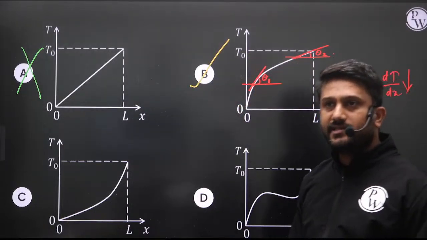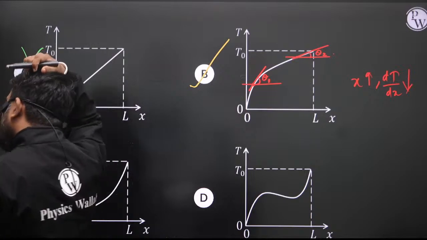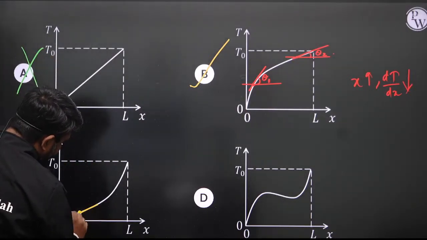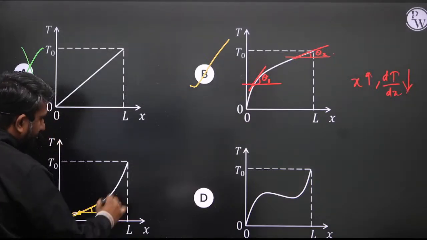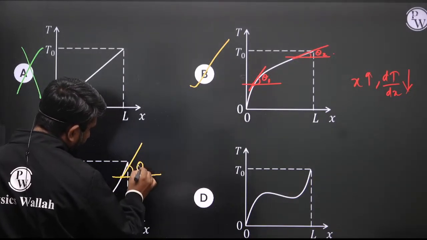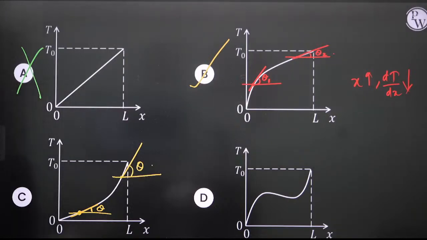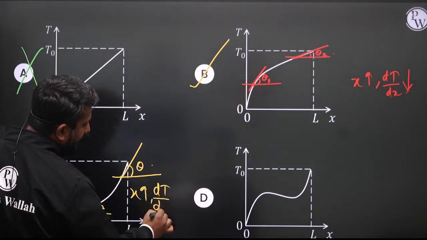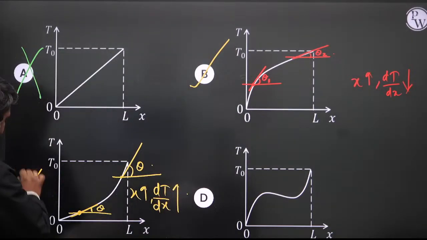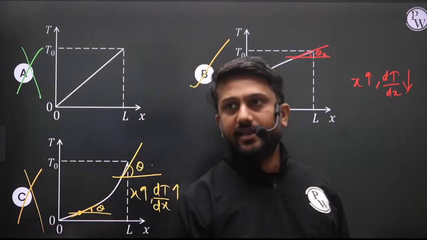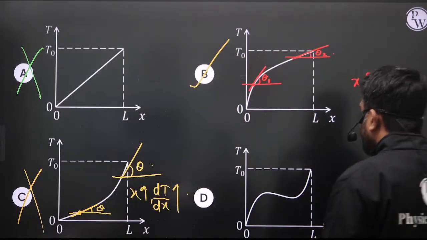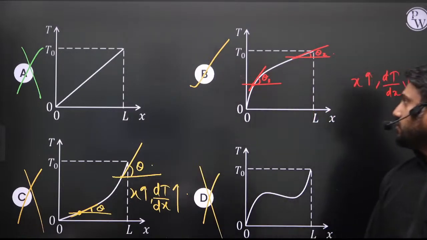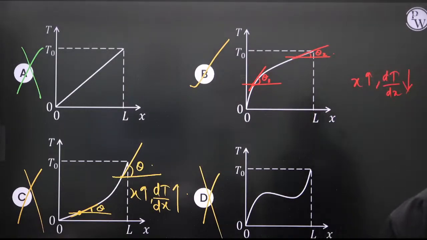If you see option C, the slope here is theta, and the slope increases as x increases. In this graph, as x increases, the slope dT by dx increases, so this is not required. Option C is eliminated. Option D is only for creating four options. So the correct option is option B.